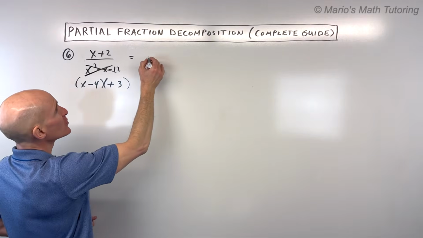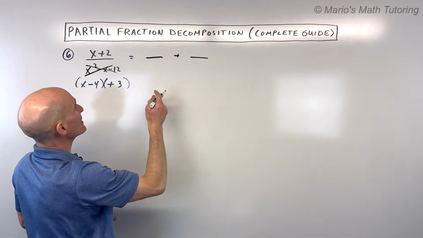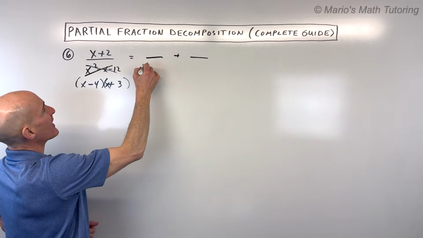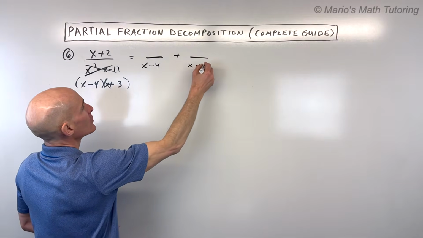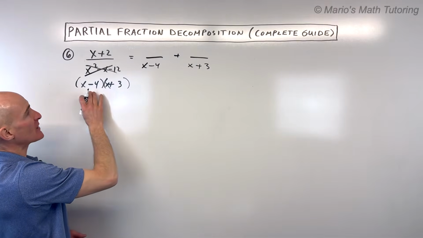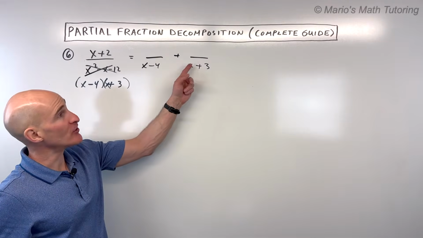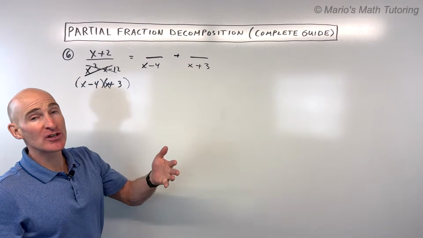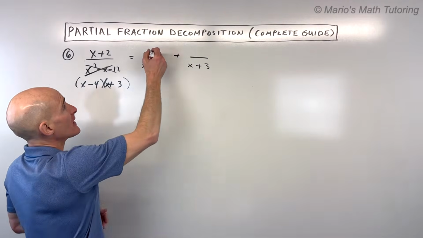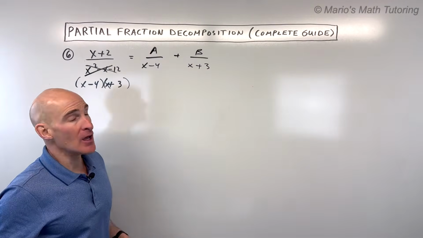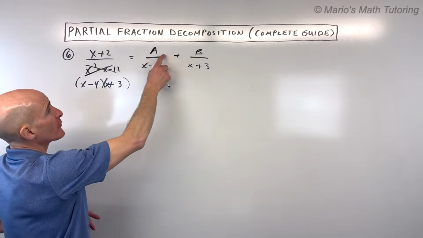Now what we're going to do is write our partial fractions. I'm going to take each of these factors, and we're going to put them in the denominators. So x minus 4 and x plus 3. Now remember, these are linear factors. They're to the 1st power. The numerator is going to be 1 degree lower. That's going to be a constant. So I'm going to label this a and b. Now what we're going to do is solve for a and b.